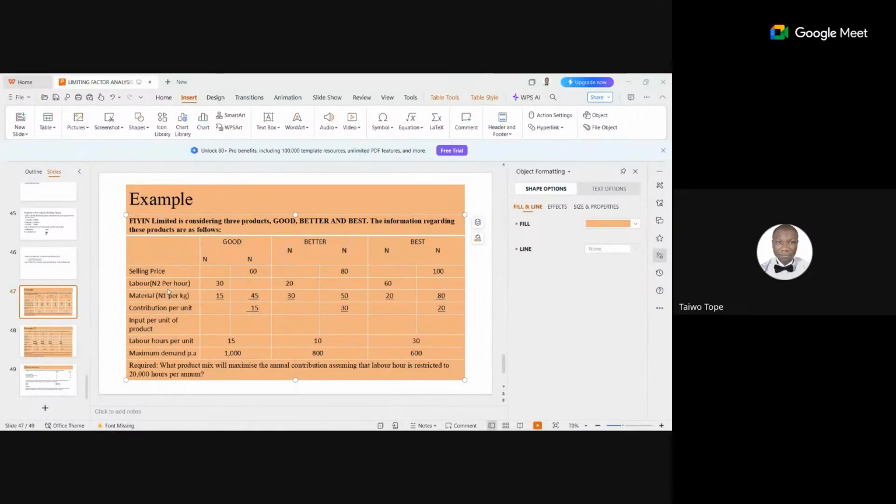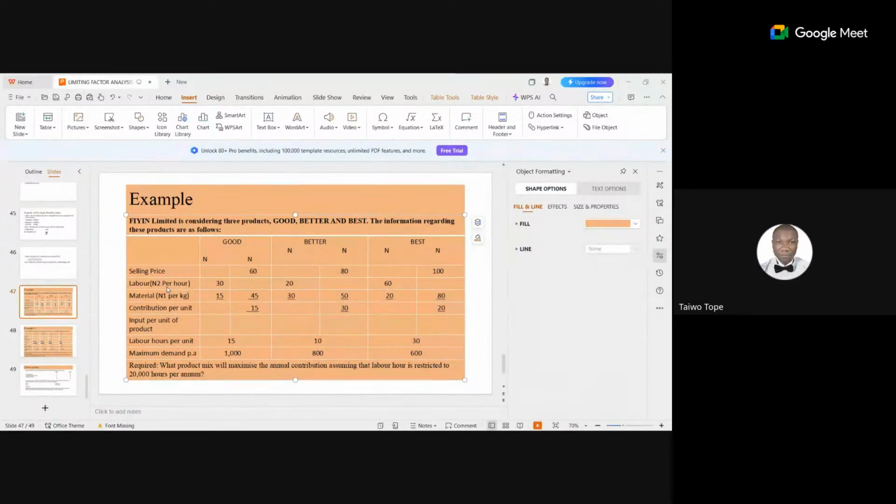What is the interpretation of this? You should ask yourself, how many hours do we use to produce 1 unit of good? If we should incur overall 30 naira on 1 unit, and per hour we are spending how much? 2 naira per hour. So how many hours do we use to produce 1 unit of good? Anybody to give me the response? The answer is even on the screen, but I just want 15 hours. Yes, 15 hours.